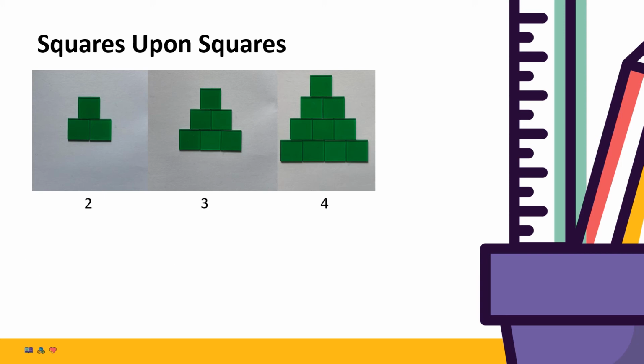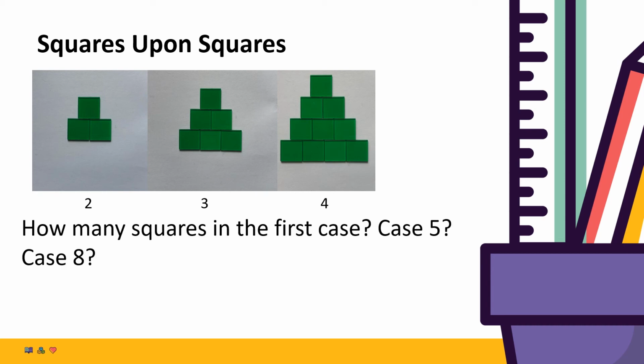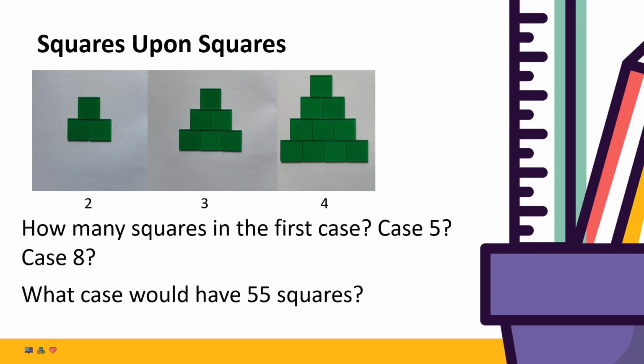If these shapes were part of a sequence, so if they were part 2, part 3 and part 4, or case 2, case 3 and case 4 of a sequence, how many squares would be in the first case, so the first step of this sequence? How many squares would there be? What about if we looked at case 5 or step 5 in the sequence? How many squares would there be? What about step 8? What case or what step in the sequence would have 55 squares?